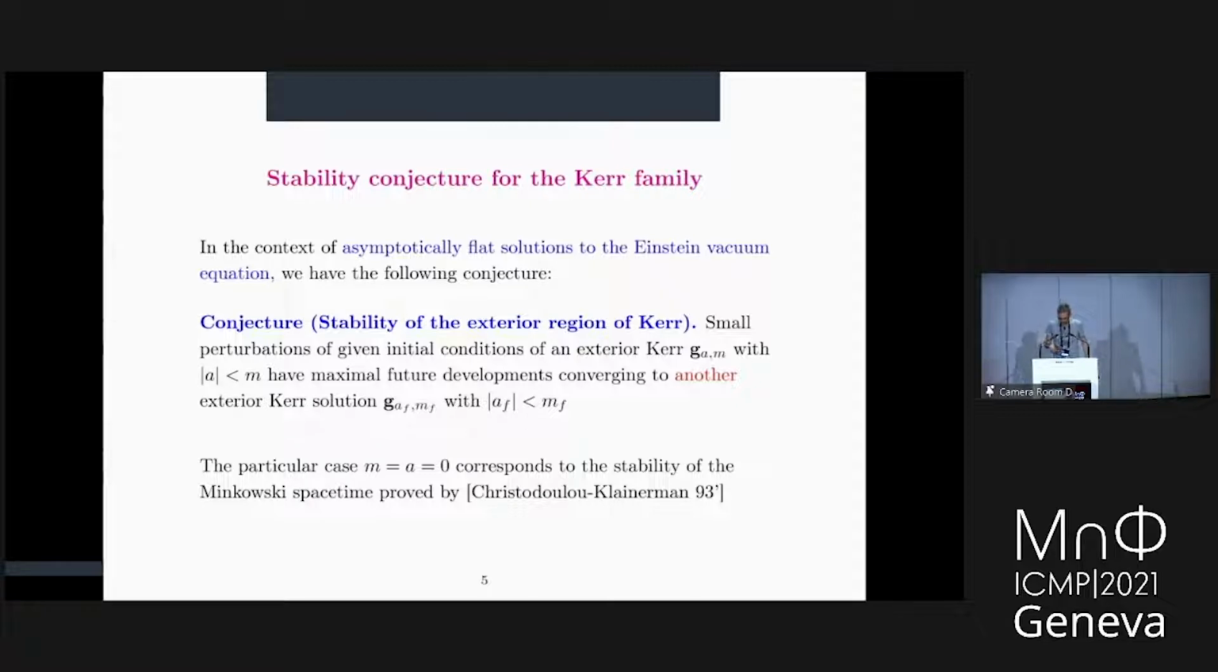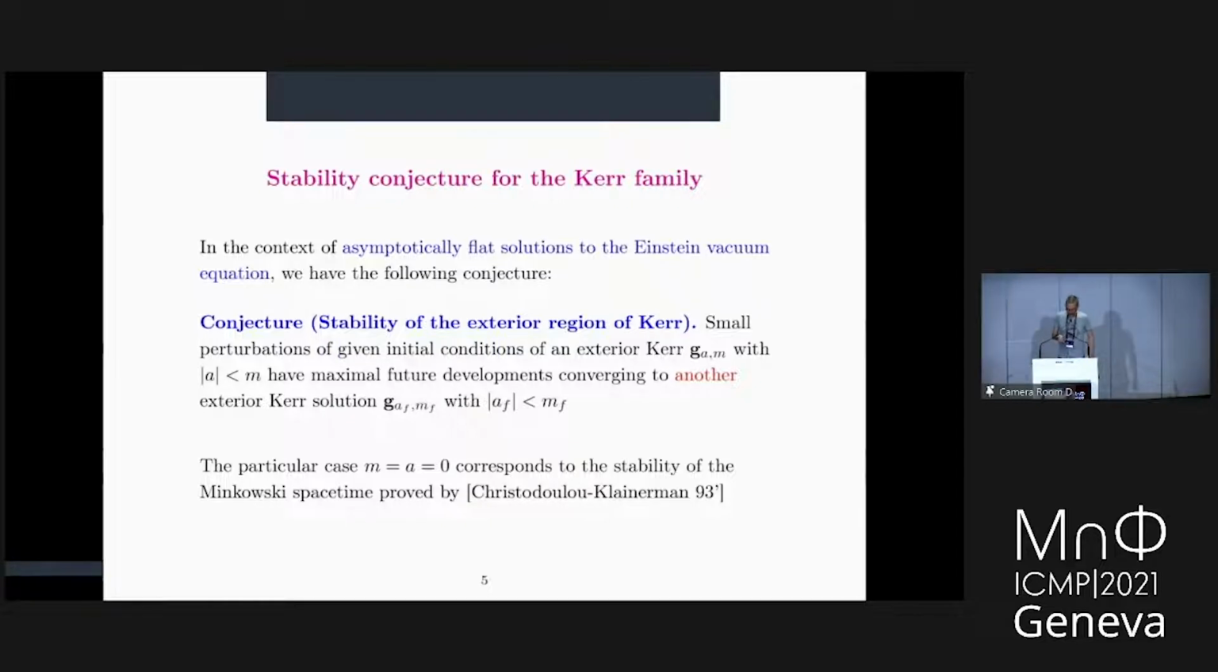OK, so what is this conjecture of the exterior region of Kerr? It states that if you start close, or at least sufficiently close, to initial conditions of an exterior Kerr, with the restriction that the absolute value of A is strictly less than m, which is called the sub-extremal restriction, then your solution exists for all time. So you have global existence, you stay close to Kerr, and moreover, as time goes to infinity, you converge in general to another Kerr solution. So we have a different final mass and final angular momentum.